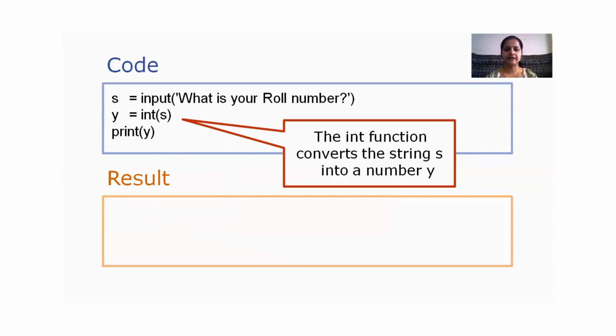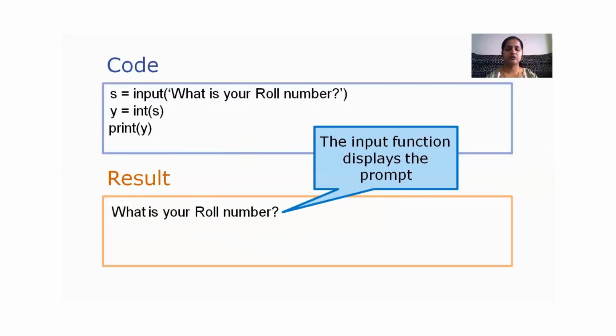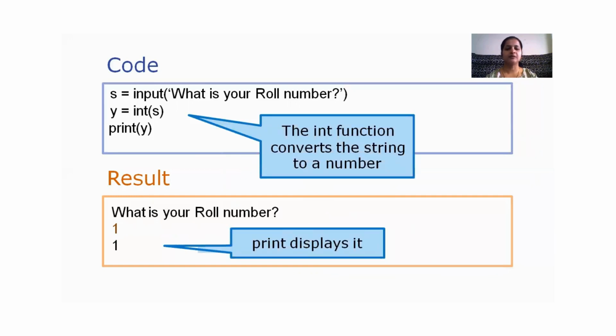Okay, int is a data type. It stands for the integer. So if I want to convert string into the number, that is an integer, then I have to use the int function. And then print y. Run the code. So what is your roll number? Enter 1 here. So the user is going to enter 1 here and then print y. That 1 is now a string which will be converted to number and that will be stored into the y and that is going to be printed.